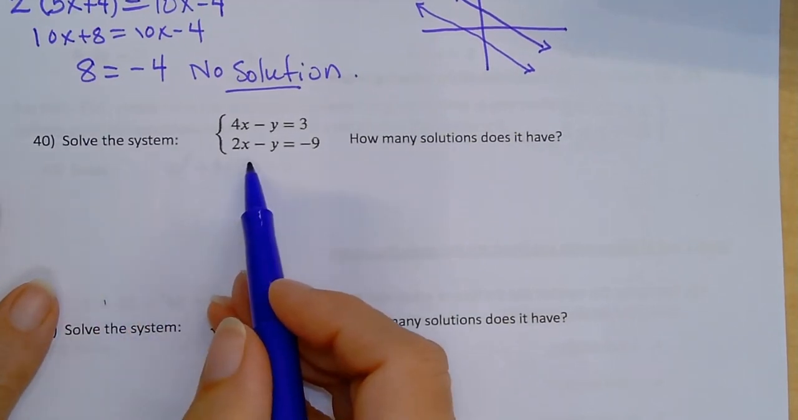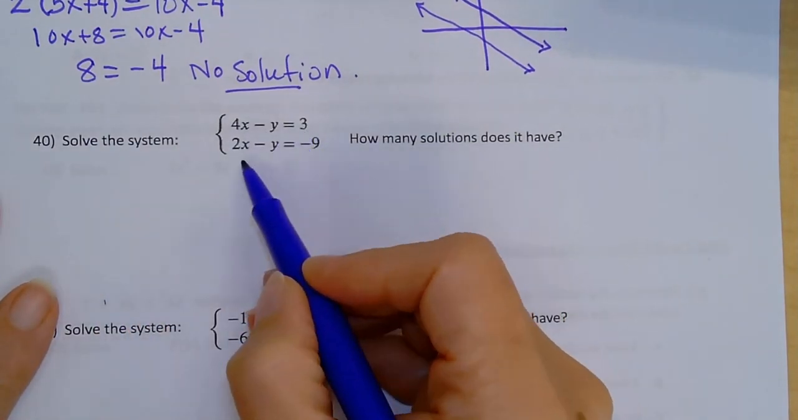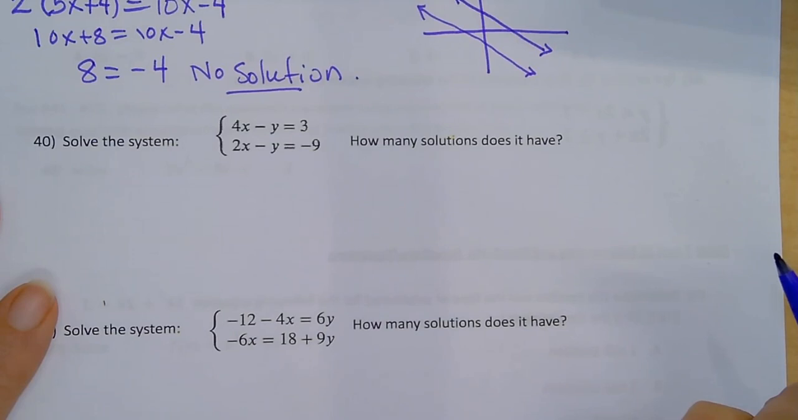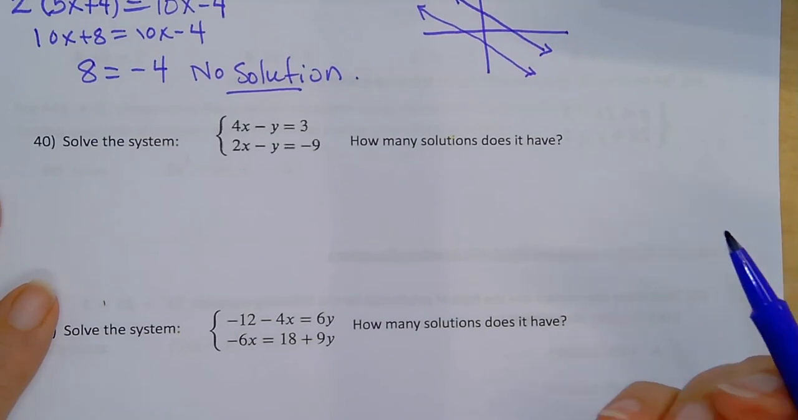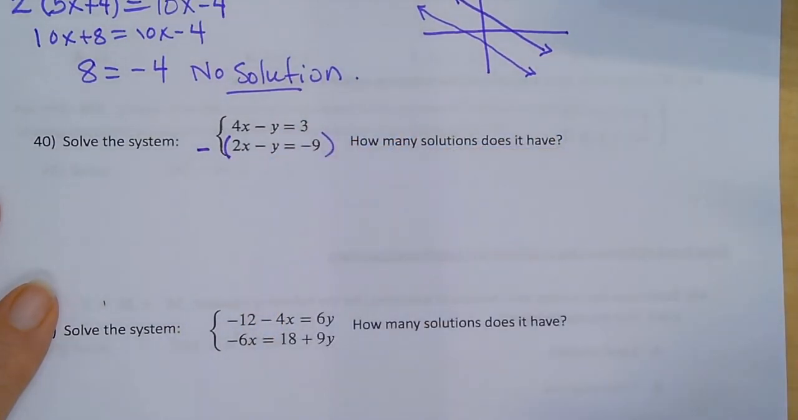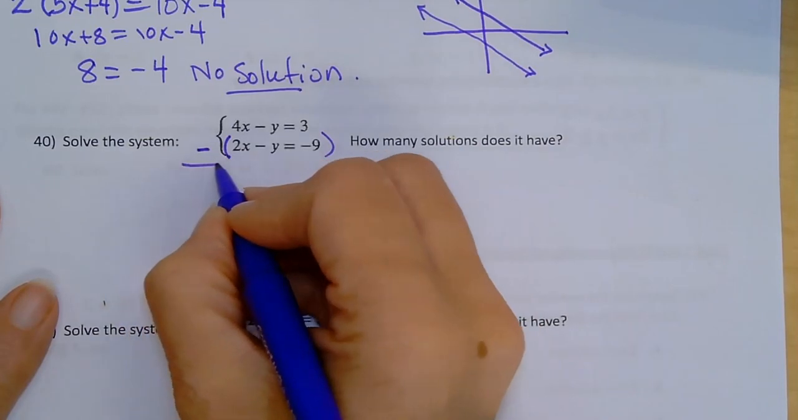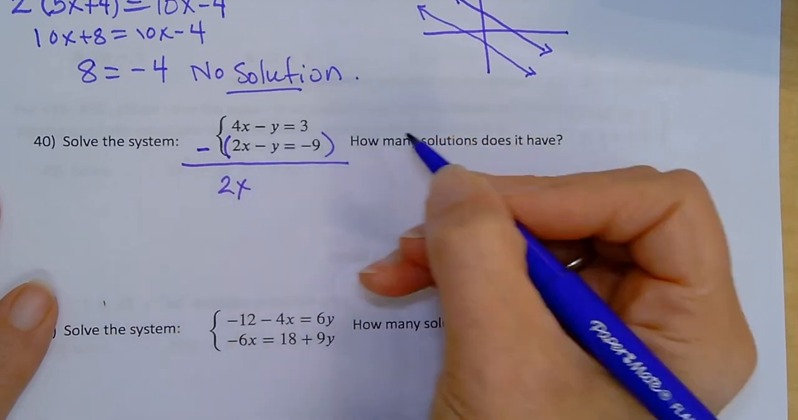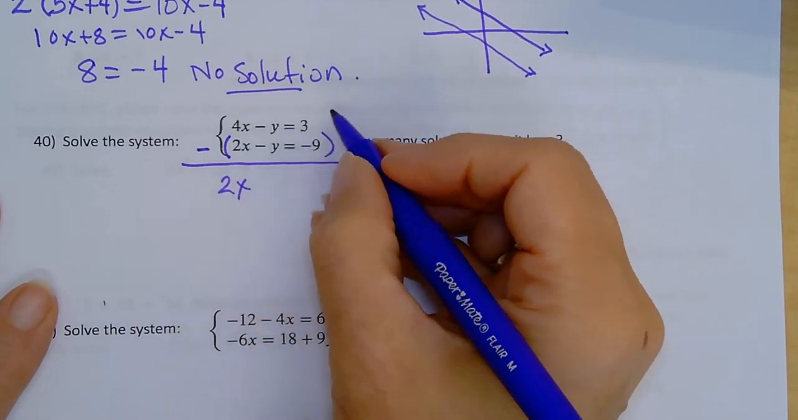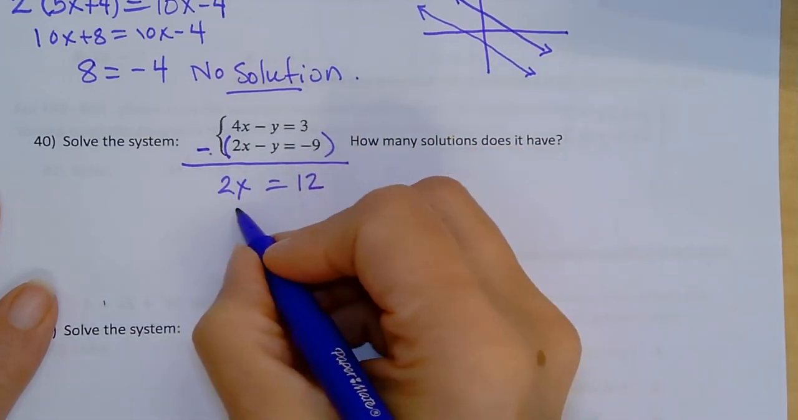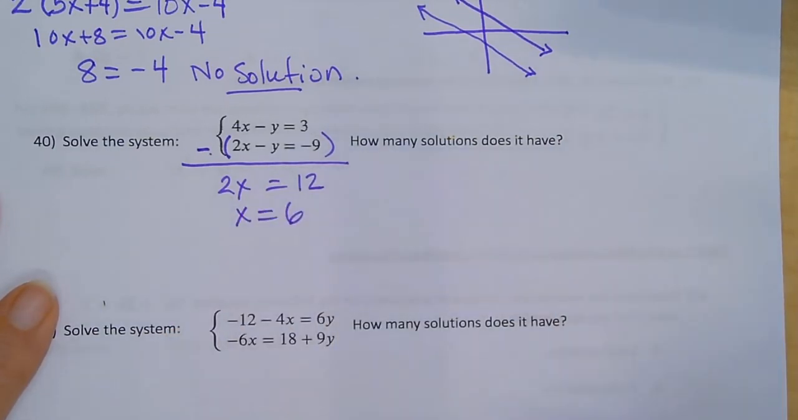Solve this system. I have 4x minus y equals 3 and 2x minus y equals negative 9. The way this one's set up, I would probably do elimination. So I'm going to subtract the entire second equation from the first equation. So I have 4x minus 2x is 2x, negative y minus negative y is nothing, right? Negative y plus y is just 0. And 3 minus negative 9 is the same as 3 plus 9, which is 12. So I know x equals 6. The system needs an ordered pair. I need to know what x and y works for both.